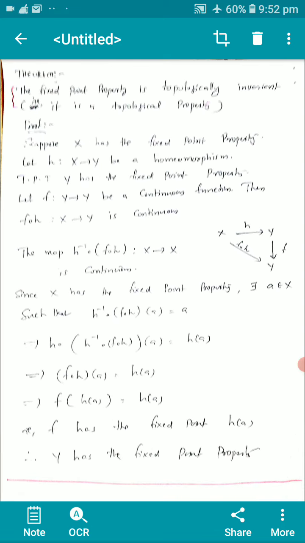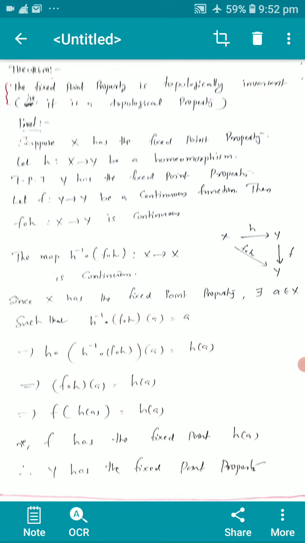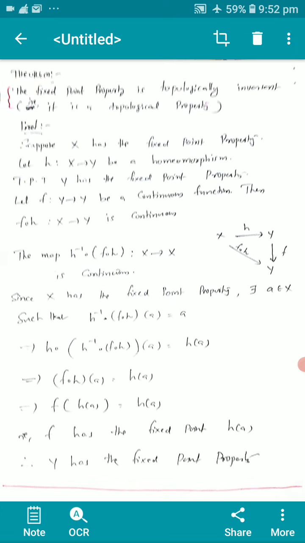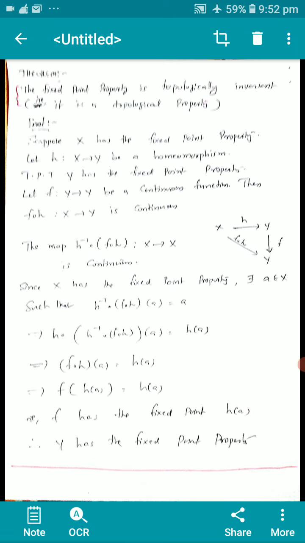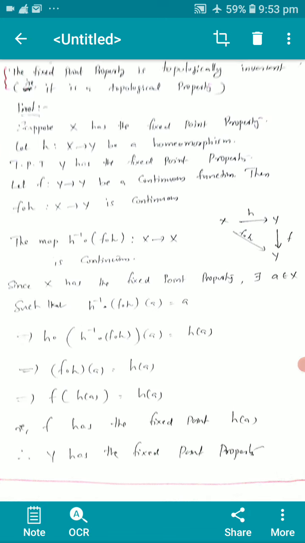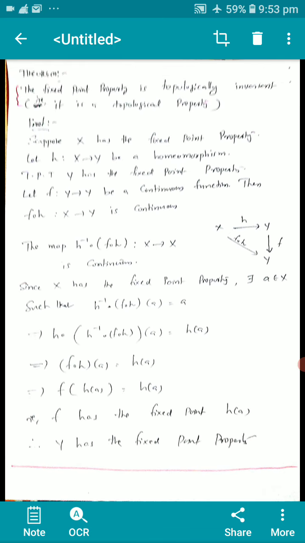One more theorem we can discuss there. Theorem: the fixed point property is topologically invariant. The fixed point property is topologically invariant means it is a topological property. Proof: suppose capital X has the fixed point property. Topological property, in the sense we have already studied, we have to discuss under a homeomorphism.